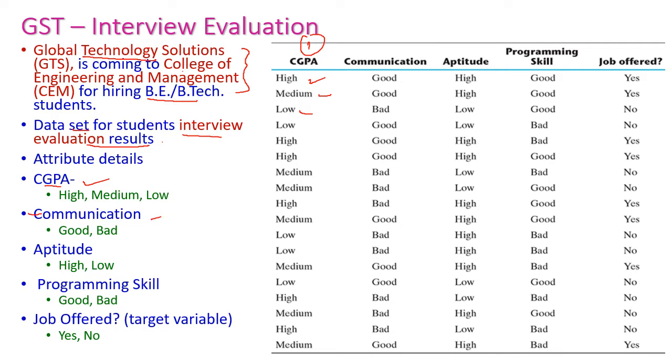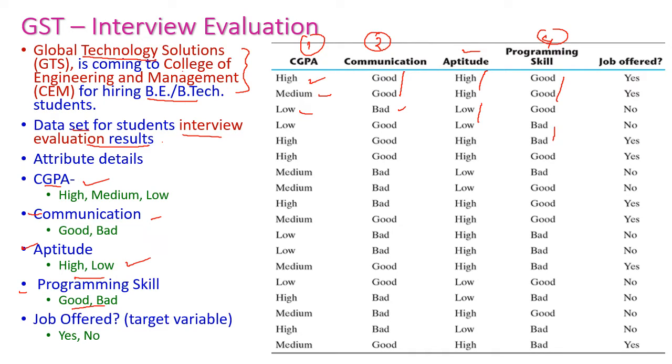The second one is communication. When it comes to communication, two values are there: good and bad. Two categories of data. And the third one is aptitude. When it comes to aptitude, high and low, two different values are there. And the fourth one is programming skill, good and bad.